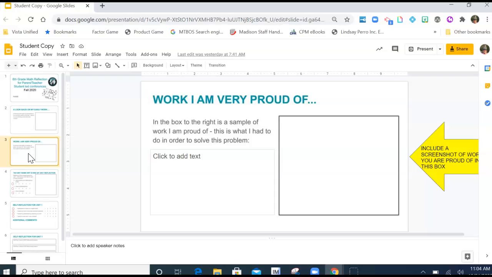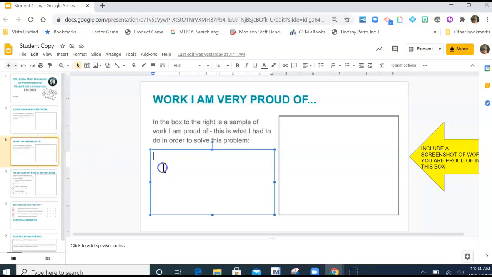This next slide, you're going to include some work that you are very proud of, so maybe a problem that you persevered on and worked really hard to complete, and then in this box you will explain what you did in order to solve the problem. And then in this box, you're going to include your screenshot.